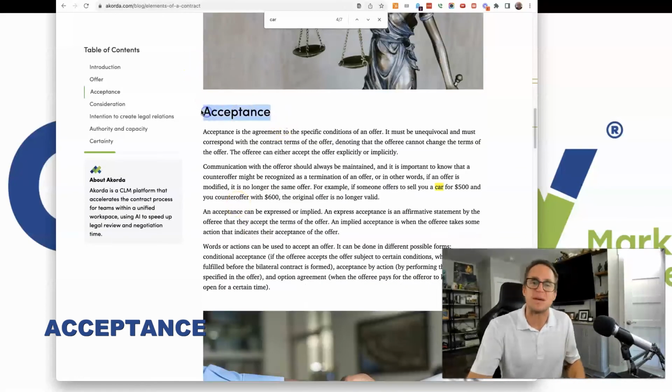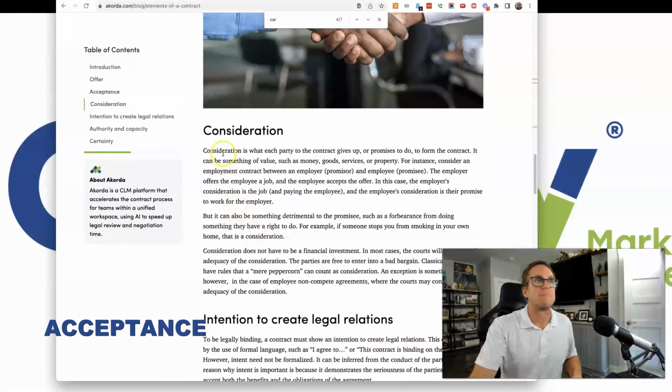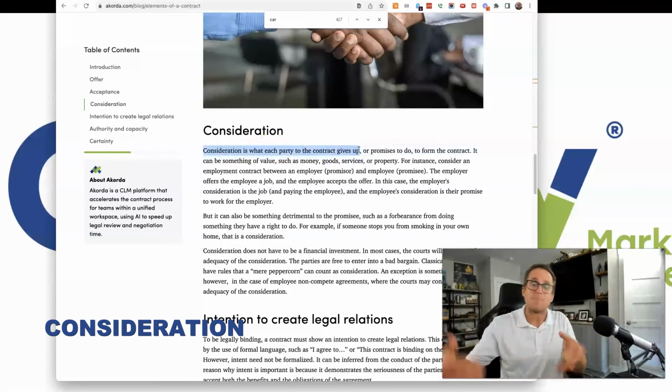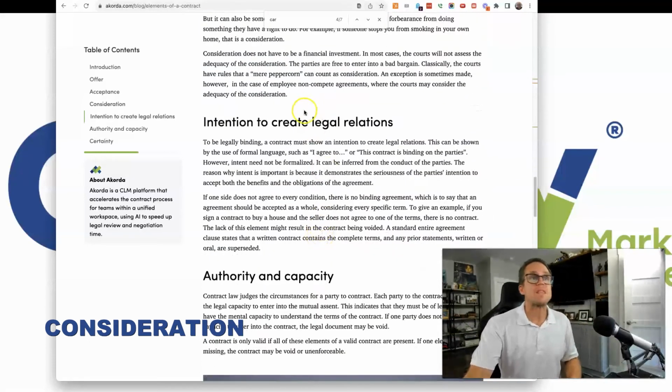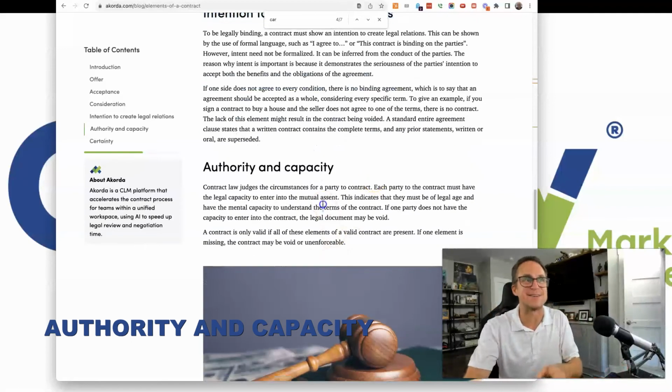So number one is the offer. Number two is acceptance. Both parties agree to say, yep, we're down, let's go. Number three is the consideration. Consideration is what each party gives up. I'm willing to pay you this price, and you're willing to do the work for that price. Intention is another one: intention to create legal relations. If I say, I want to sell you 10 pounds of cocaine for whatever amount of money, that's not legally binding because it's not a legal contract.